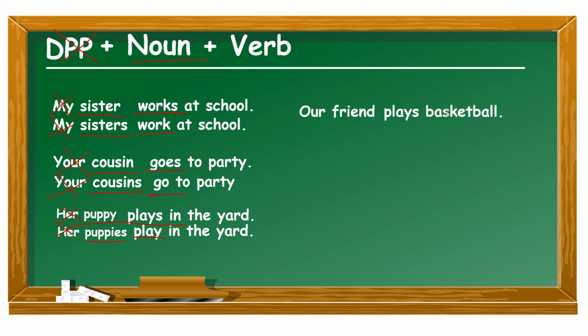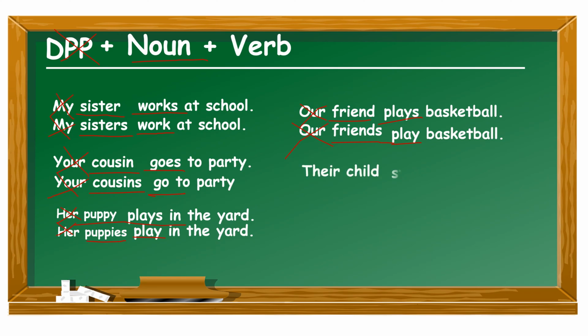Fourth example would be our friend plays basketball. And here we see the verb is in the singular form because the noun is in the singular form. But if you say our friends, then you have to say play basketball because our noun here is in the plural form. And once again, the dependent possessive pronoun had no role in determining the verb form.